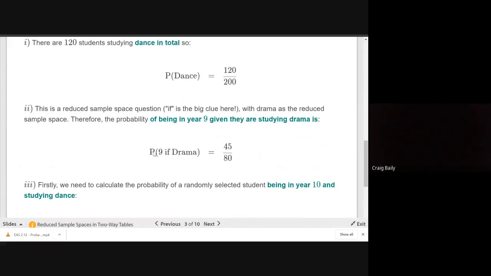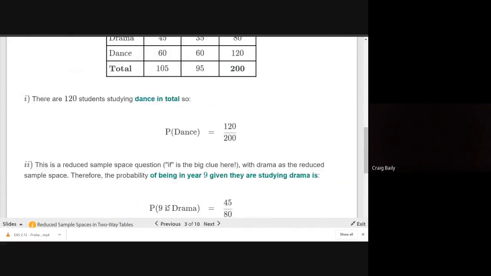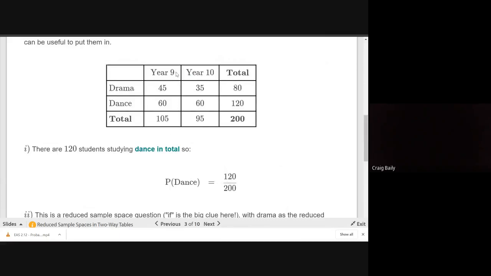But keep an eye out for the reduced sample space, which we're going to see here. Find the probability of a student being a year 9 if they are studying dance. So saying being a year 9, we're now restricting the sample space. So being a year 9, if they study dance, there's only 105 year 9s, and of them studying dance, there are 60 studying dance out of the 120 total studying dance.